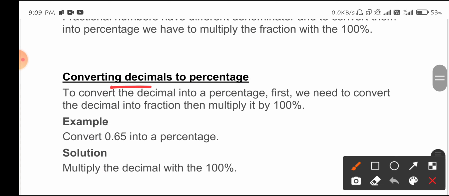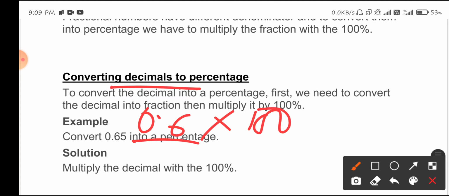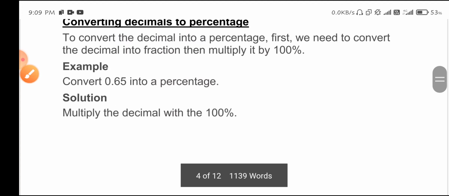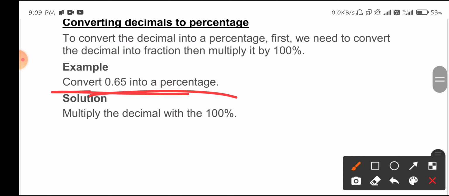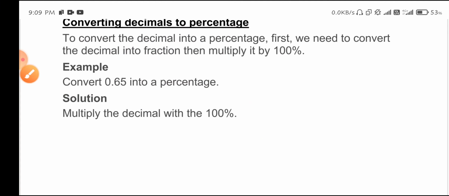If decimal to percentage, decimal means 0.6 and we want to change into percentage, so here also you multiply by 100. But first decimal को fraction में change करो. It can be written as 6 by 10 into 100. See by one example. Convert 0.65 into a percentage. So multiply the decimal with 100%. अगर किसी भी नंबर को हमें परसेंटेज में चेंज करना हो तो हम क्या करेंगे, डायरेक्टली 100 से मल्टीप्लाई करेंगे.